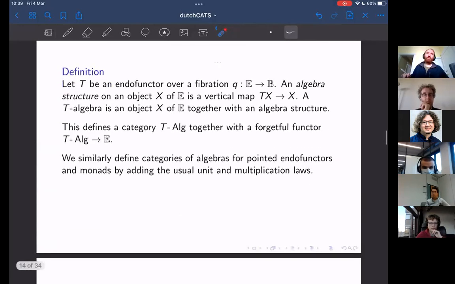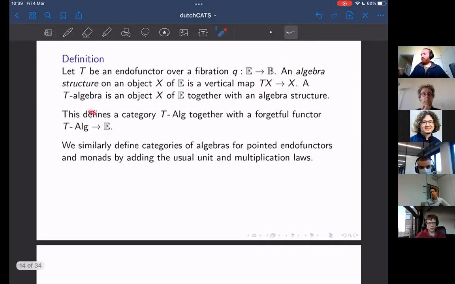And then we can use this to define algebra structures. So if you have an object X of E, then an algebra structure is a vertical map from T of X to X. And of course, if T is a pointed endofunctor, then the algebra should be compatible with the unit. And if T is a monad, then the algebra should be compatible with unit and multiplication as well.